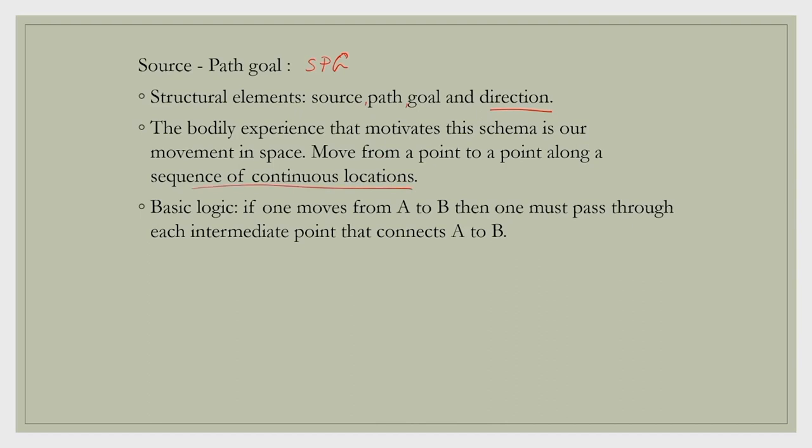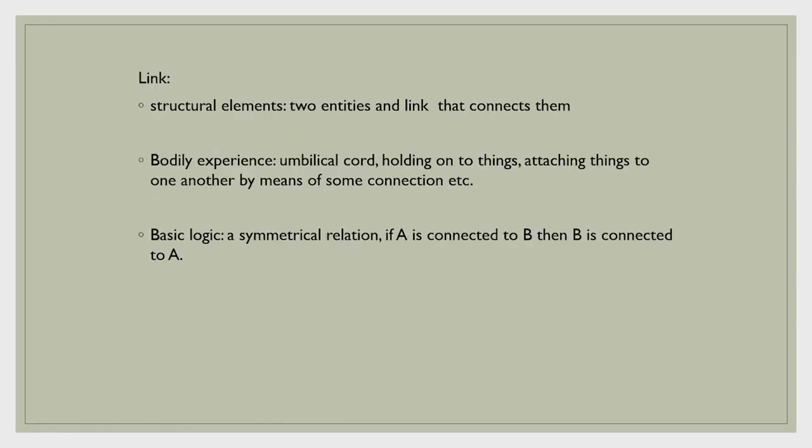So, the basic logic, again, there is a logic as to how we connect various kinds of instances of movement within one schema. So, if one moves from A to B and passes through all the intermediate points, then this satisfies the SPG schema. So, various kinds of movements can be grouped together under this schema. Similarly, there is a schema of link. So, bodily experiences, again, there are various kinds of links, and so on and so forth.